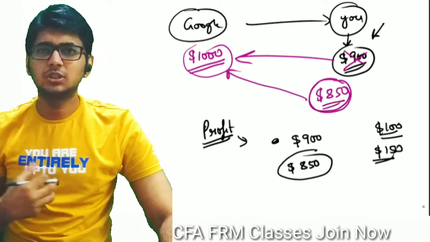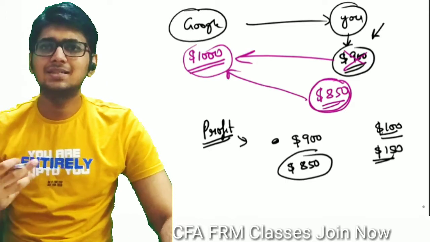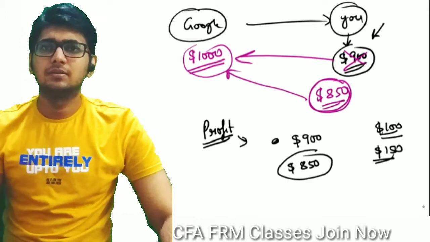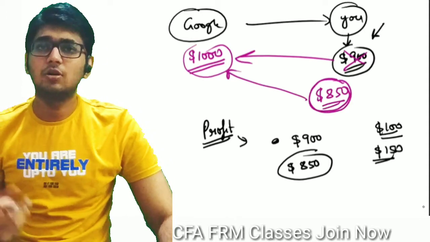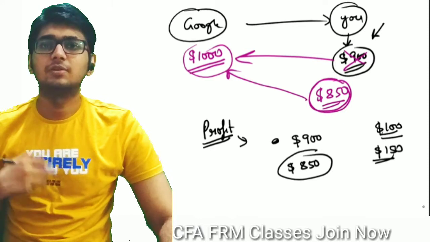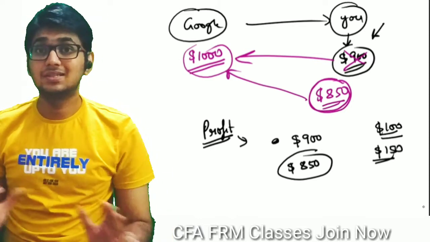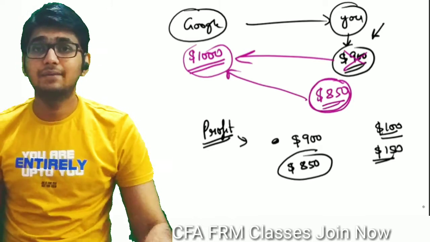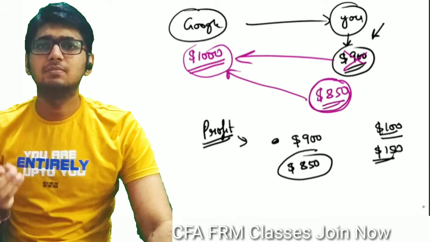Why? Because the price at which I am purchasing the bond is lower as compared to the price which is trading in the market. That means I am purchasing the bond at the lower cost, so my profit, my return, will be higher. Clear? So this is the whole theme, and I have just given you a glimpse of what fixed income is all about.